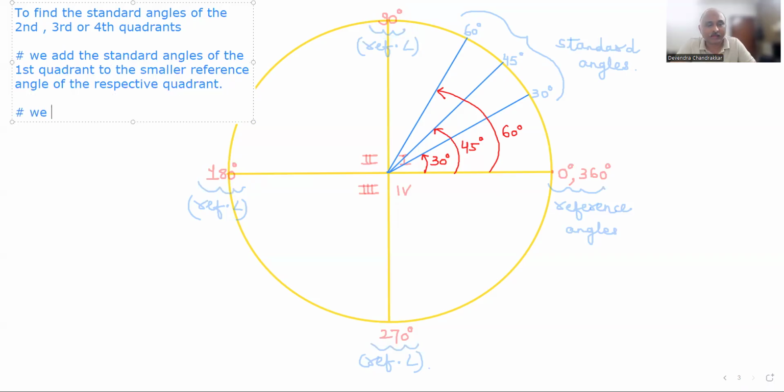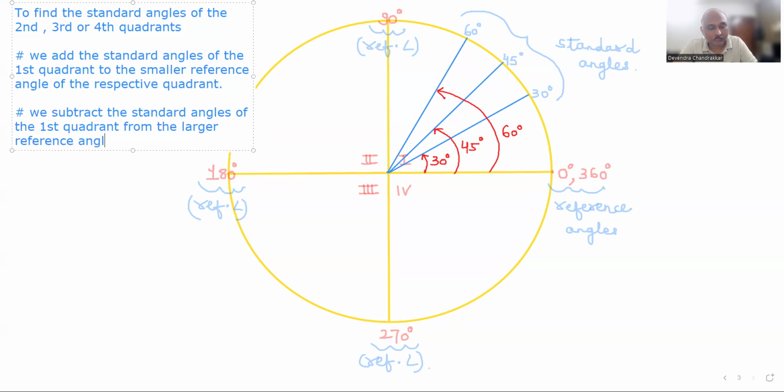और second तरीका क्या है? We subtract the standard angles of the first quadrant from the larger reference angle of the respective quadrant.